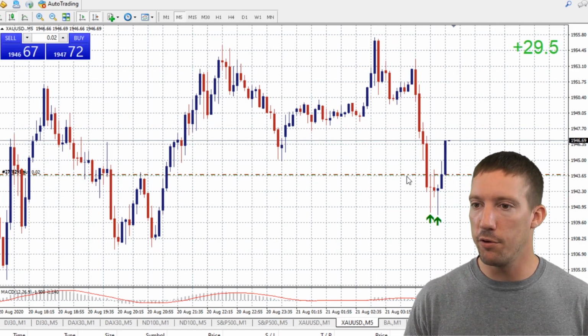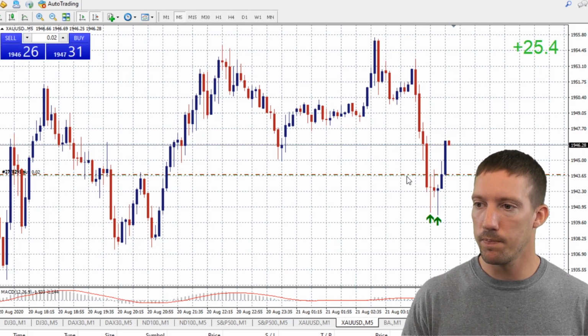So here we are. I moved my stop loss to break even, so there's no risk left on this trade. We're up about 26 pips at this very point in time, and we're just going to watch this for a minute and see what happens.